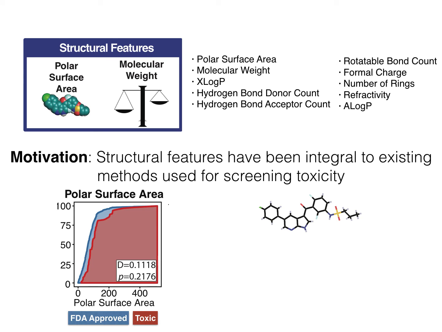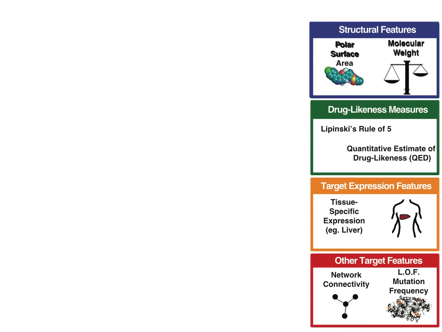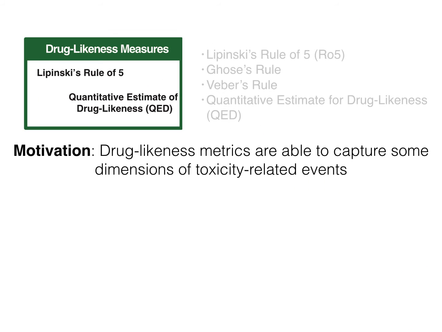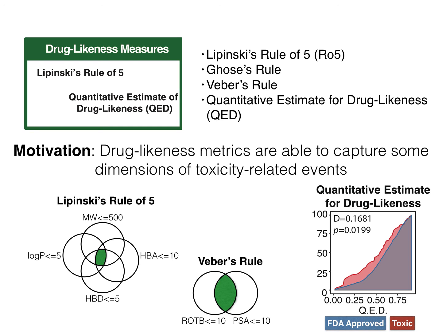The way that we derive these features for a drug, we take the SMILES representation, input that into a computational method, such as ChemMine, and use that to estimate each of these molecular properties. These properties can then be used to derive another set of features, the drug likeness measures. This includes rule-based methods, such as Lipinski's Rule of 5, as well as the continuous QED metric, which you can see on the bottom right takes on lower values for toxic drugs.